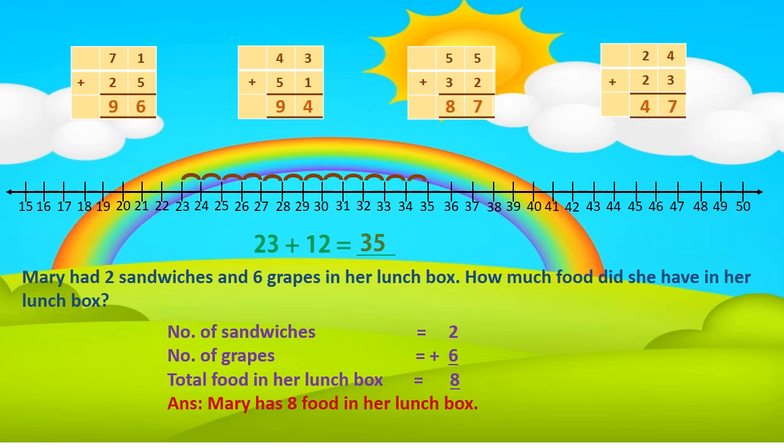In the story sum, Mary had 2 sandwiches and 6 grapes in her lunchbox. So number of sandwiches is equal to 2 and number of grapes is equal to 6. So 2 plus 6 is equal to 8. So Mary has 8 food items in her lunchbox.